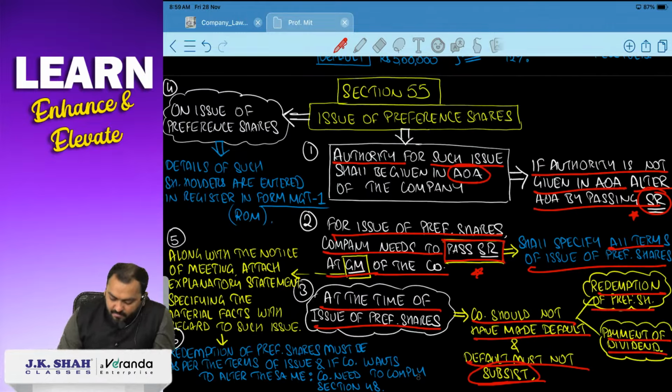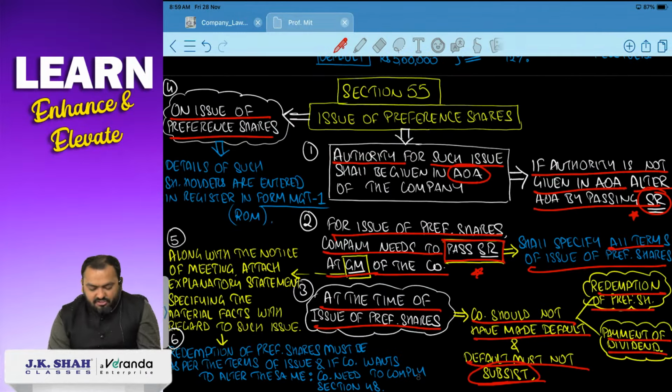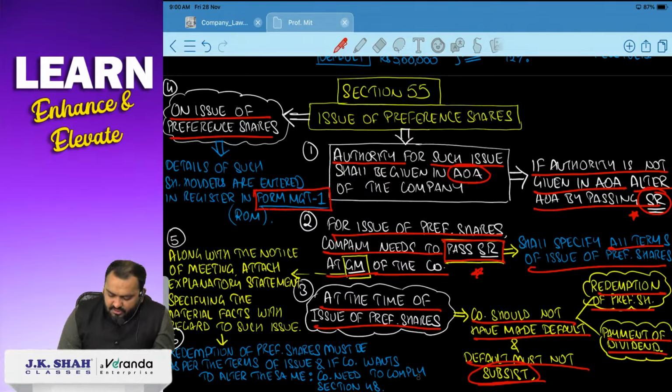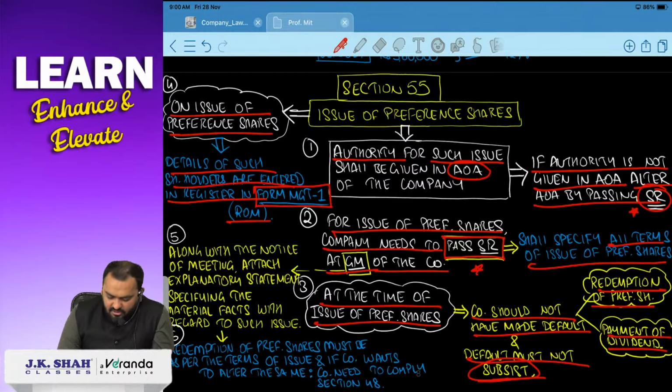Now point number 4, whenever company is issuing preference shares, tell me, the preference shareholders are also the members of company? Yes or no? Yes. So are we going to enter their details in the ROM? ROM means which format? MGT1. Form number MGT1. So details of such shareholders are also entered in the ROM. Clear? Any doubt in this?